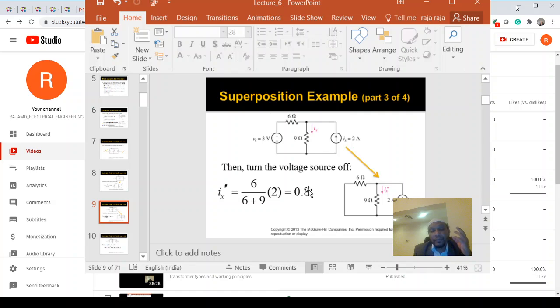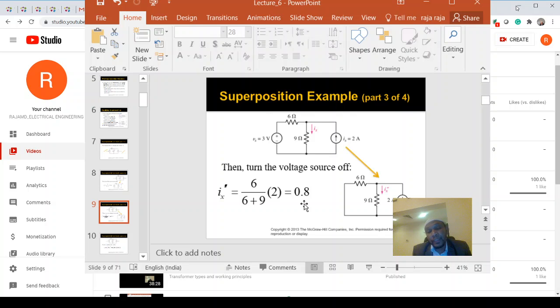So now in the first case I have Ix dash, and in the second case I have Ix double dash. So we apply superposition for case 1 and case 2. Now I want to calculate the sum of the current of the Ix branch, that is, we add Ix equals Ix dash plus Ix double dash. That is our question, they need Ix. First we calculated 0.2, now 0.8. So 1 ampere is the answer for this problem.